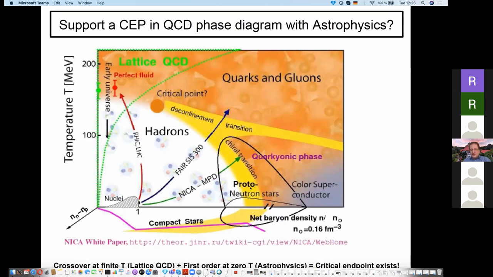So here I remind of the picture which we have seen already. If we have from astrophysics down here at low temperatures, indications for a strong phase transition where a large latent heat is involved, so this should be the proper definition of first order. If there's latent heat involved, even with pasta phases, it's also first order. Then there's a good argument that there should be a critical endpoint somewhere in the phase diagram, because on the temperature axis, we know that the transition is a crossover.